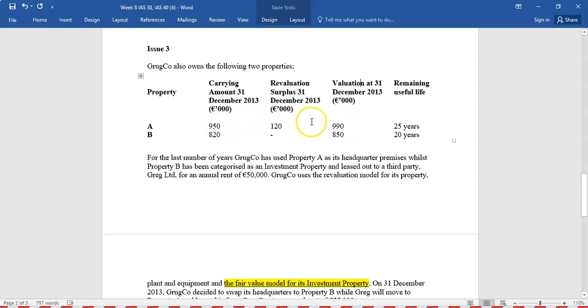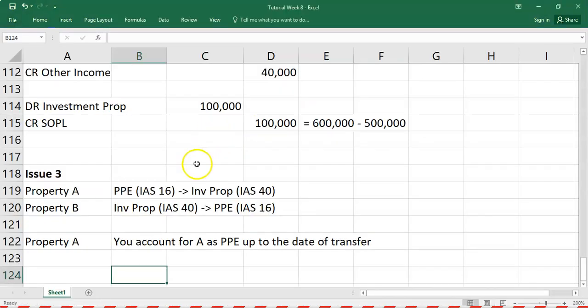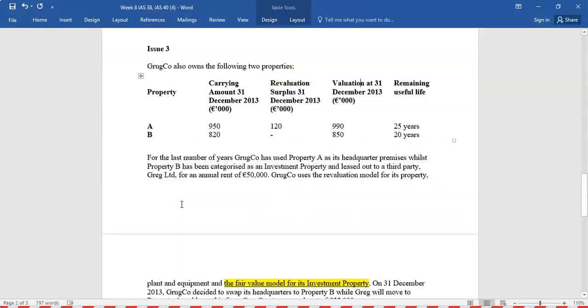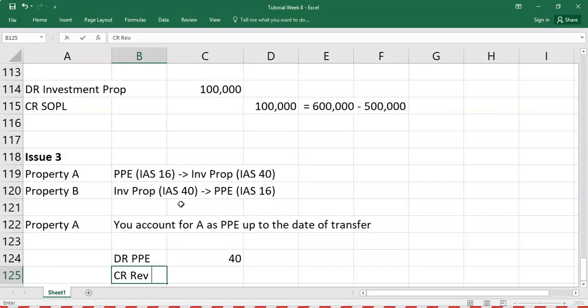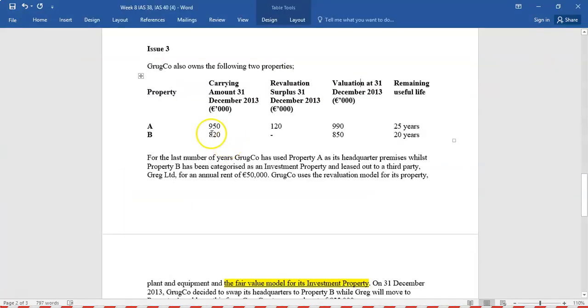So you're going to revalue this. We don't know what accumulated depreciation is. So we're simply just going to revalue it upwards. We're going to debit PPE 40, 950 up to 990. And you're going to credit reval reserve, or reval surplus 40. Because it's upwards and you previously had upwards, it's quite straightforward. You add it onto it. We're assuming depreciation is already accounted for because you're given the carrying amount at the end of the year. And we don't have it split out between costs and accumulated depreciation.